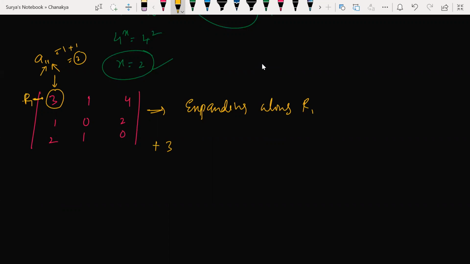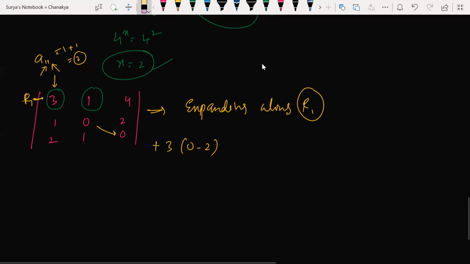Now after fixing the 3, close that particular row and column. So now look at it, a 0 minus 0, 0 minus 2. Now one more thing. Expanding along row 1, I said. So in row 1 we fixed 3 and just found that. Now fixing 1 now. When you fix that particular element, beta, I'll be closing that particular row and that particular column. I'll be just striking it out.